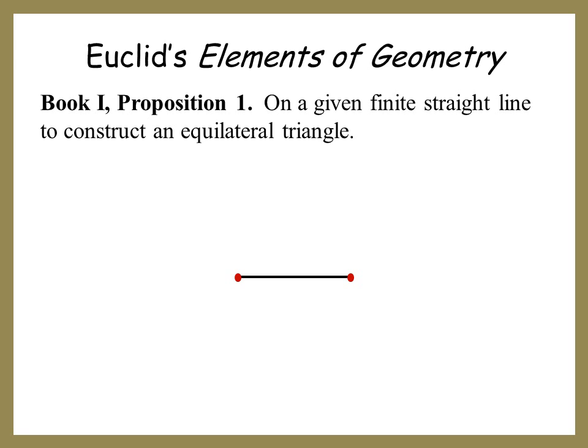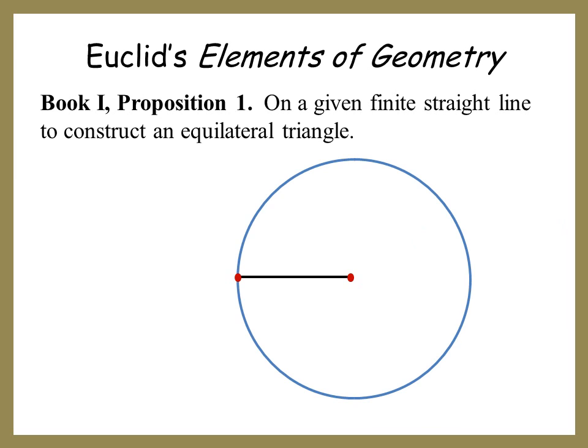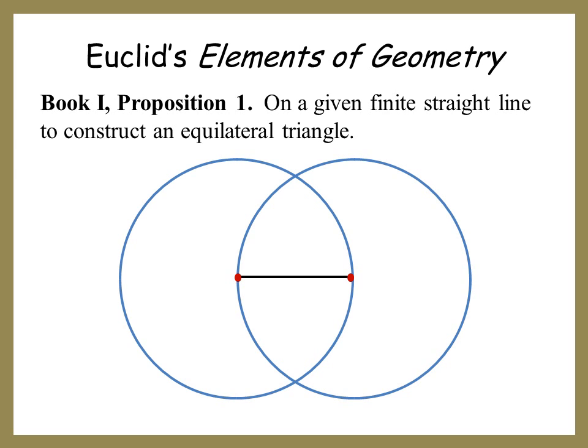The construction proceeds as follows. First, draw a circle with radius equal to the distance between the two endpoints of the line segment and centered on the right point. Second, draw a circle with the same radius centered on the left point. Find a point of intersection of the two circles and connect the 3 resulting points. Since each line segment in the resulting triangle is a radius of one of the circles, the triangle is equilateral.